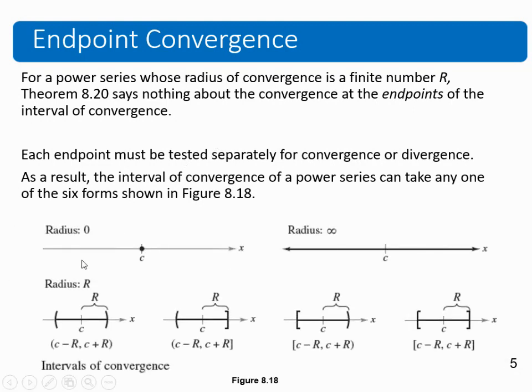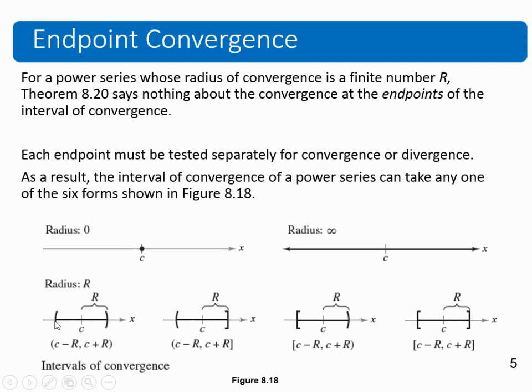Here are various ones. If your radius is 0, we've talked about this, that it's just going to converge at the point c. If your radius is infinity, then it's going to be the entire number line. Negative infinity to infinity would be your interval of convergence. But now, if you have a radius of convergence that is a finite number r, but it's not equal to 0, then you're going to have this interval, where it's c minus r and c plus r for each one of these. But if you notice, these can vary.